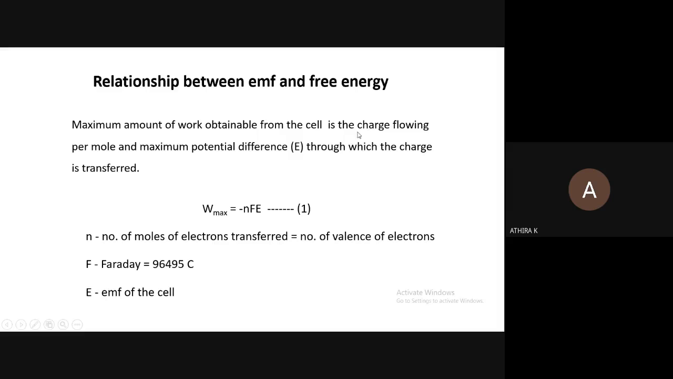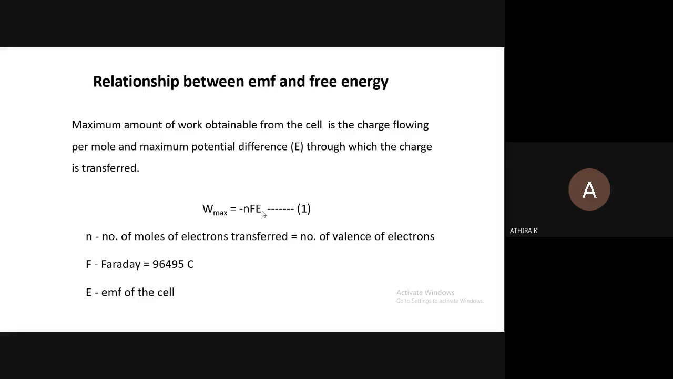Charge flowing per mole and maximum potential difference through which the charge is transferred. The maximum amount of work is the charge flowing per mole. Here it is NF, where N is the number of moles of electrons and F is the Faraday constant. So while we multiply number of electrons and Faraday constant, we get charge flowing per mole. And E is the maximum potential difference, which is the EMF of the cell.